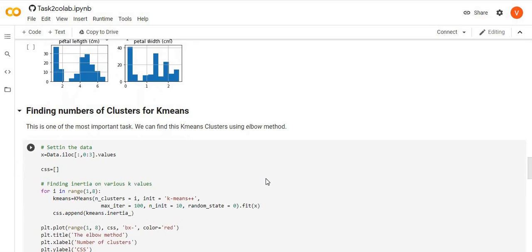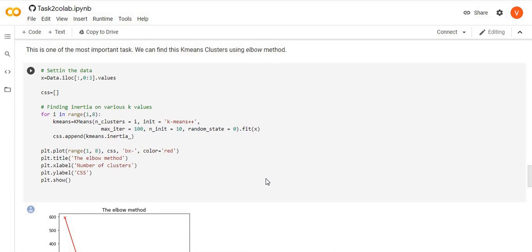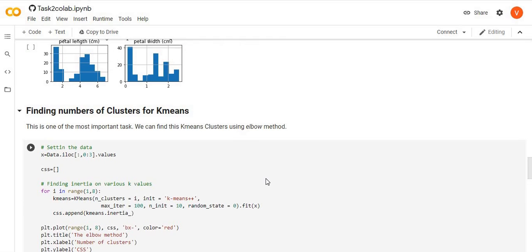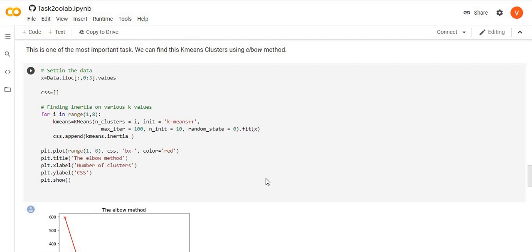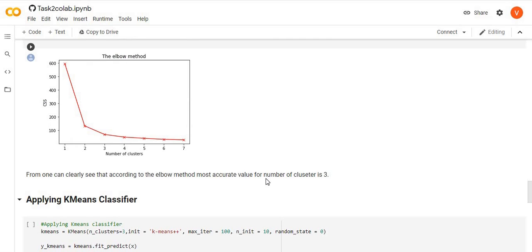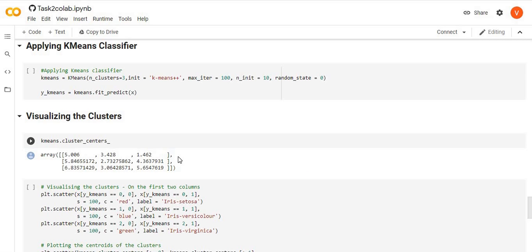This is the most important part of this program. We have to find the accurate number of clusters required for k-means. Here we are using the elbow method. In this we go from 1 to 8 as the number of cluster values, finding their inertia and plotting its values, and according to the elbow method we can clearly see that 3 is our most accurate value of the number of clusters. Now we are applying the k-means classifier.